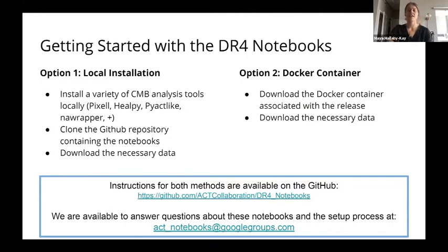As Zach mentioned, one of the things we're aiming for here is to make sure that the notebooks themselves and the data release in general are accessible. And so with that in mind, we have two methods you can use to get set up with these notebooks and run them yourself. We'll look at the notebooks themselves in a minute, but so you have an idea of how they actually work, you can go with the local installation, which basically involves installing the various CMB analysis tools, such as Pixell, which Matt mentioned, and then healpy, pyactlike, and a range of other packages. And then you would clone the repository and download the necessary data.